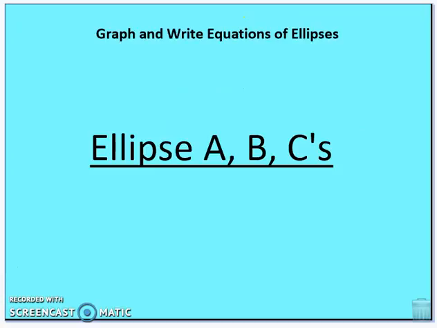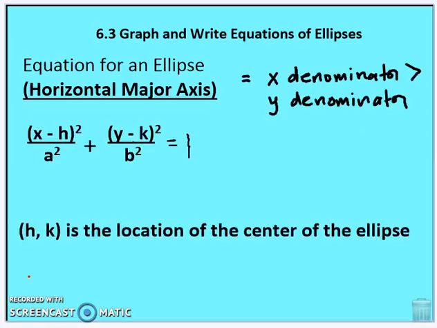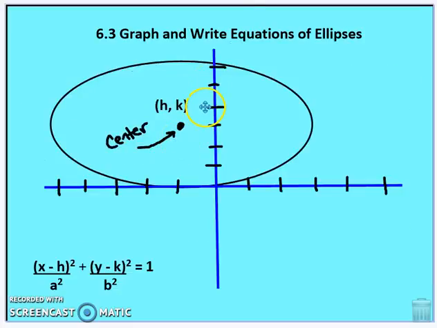All right, so ellipse A, B's, and C's. I'm going to give you the formula for a horizontal ellipse with a horizontal major axis: (x minus h) squared over a squared plus (y minus k) squared over b squared is equal to 1, where (h, k) is the location for the center of the ellipse. (h, k) should be familiar to you from our discussion about circles, and also when we talk about translated functions. This is not the first time we've talked about (h, k). So the center is (h, k).